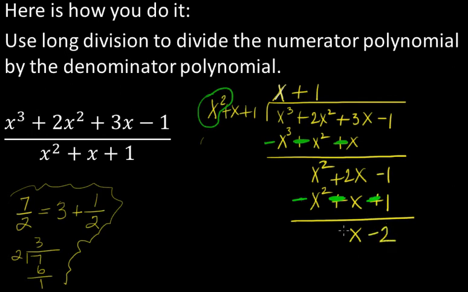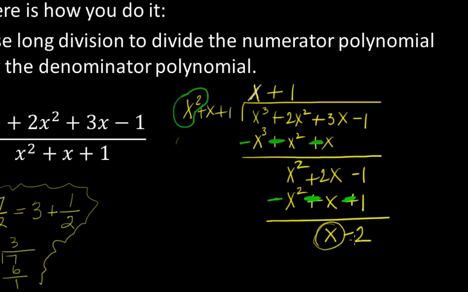Now notice, as soon as I get to a remainder that is of lower degree than the divisor, here we have the degree of the remainder is 1 and the degree of the divisor was 2, we're done. And now all we want to do is express our result.